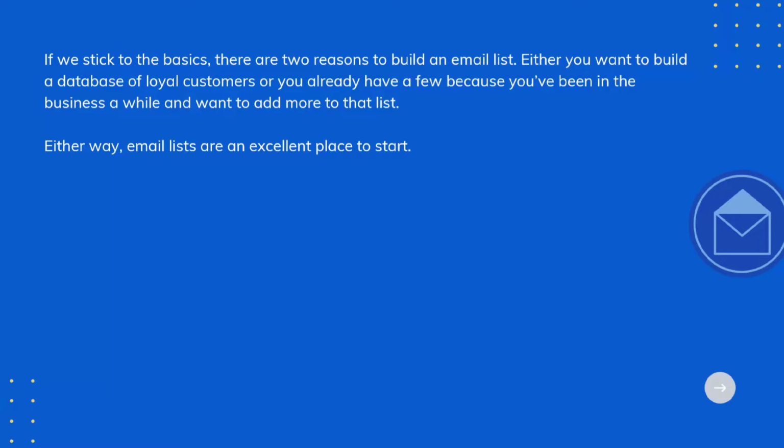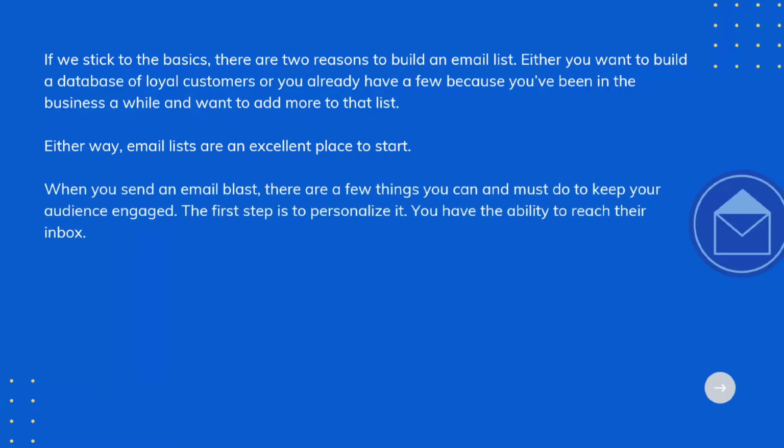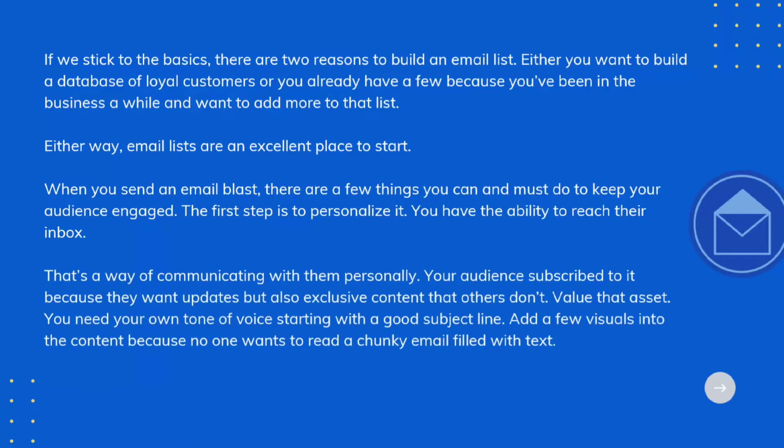When you send an email blast, there are a few things you can and must do to keep your audience engaged. The first step is to personalize it. You have the ability to reach their inbox. That's a way of communicating with them personally. Your audience subscribe to it because they want updates, but also exclusive content that others don't. Value that asset. You need your own tone of voice starting with a good subject line. Add a few visuals into the content because no one wants to read a chunky email filled with text. Those are the basics. You need to get creative with the content itself.